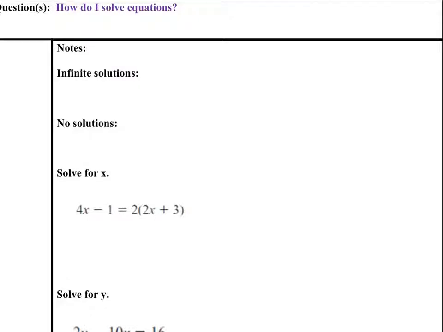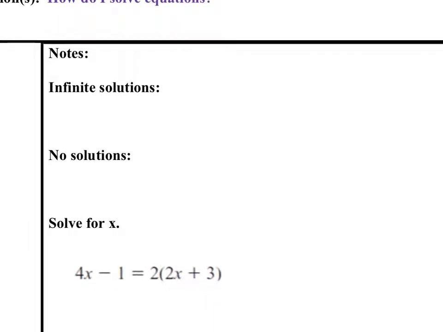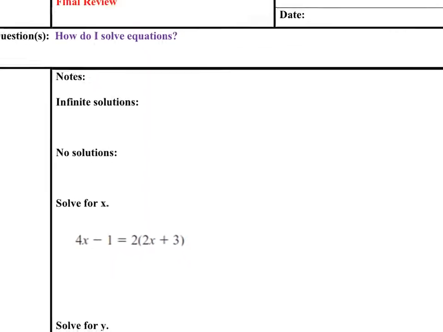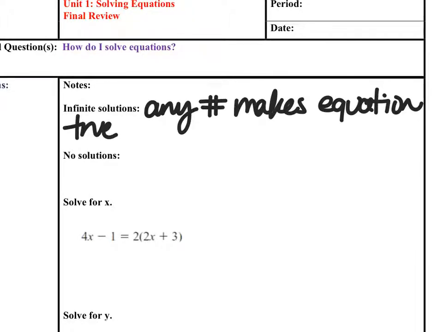First thing we're going to talk about on Unit 1 for our final review is infinite solutions. Infinite solutions is when any number makes the equation true. So it doesn't matter what number you choose, any number you pick will work in the equation. So if we end up with something like 2 is equal to 2, that will be infinite solutions.